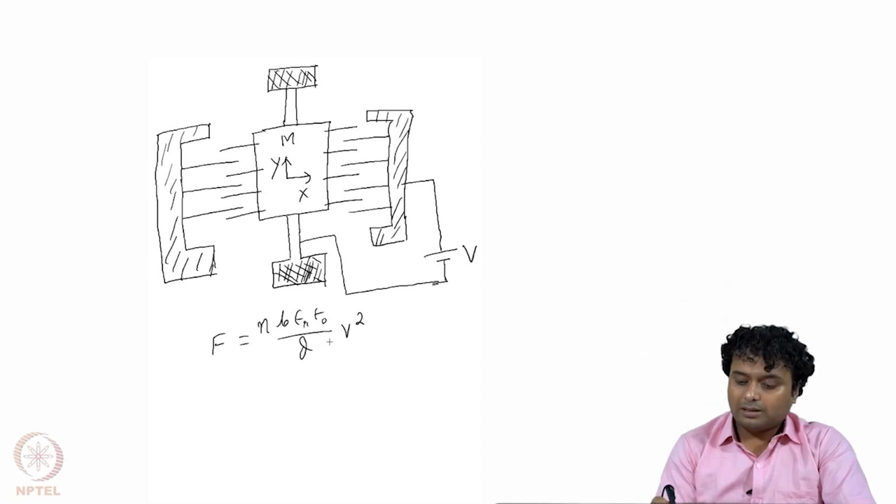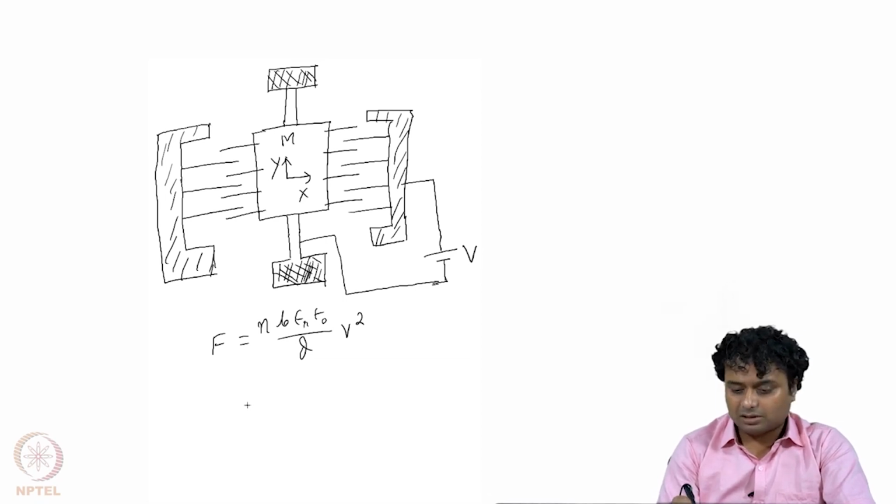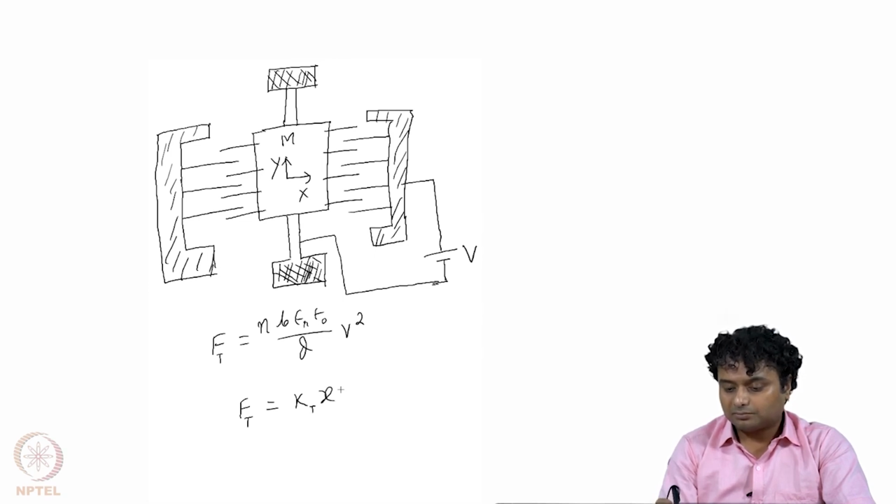So, we can decide the force by just changing the voltage, V. And again, these are the two fixed points, and for these beams, if we know the stiffness constant, then for displacement in the x direction, we can write that the transverse force is equal to the transverse stiffness constant into x, which is the displacement.